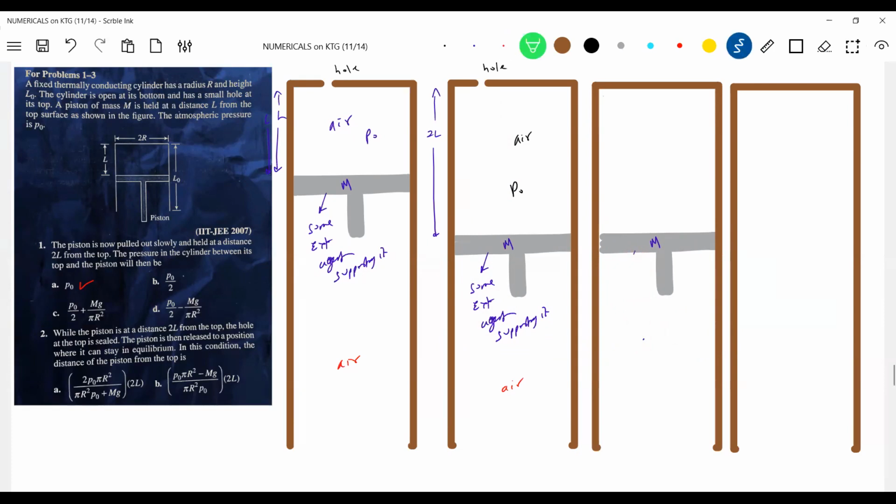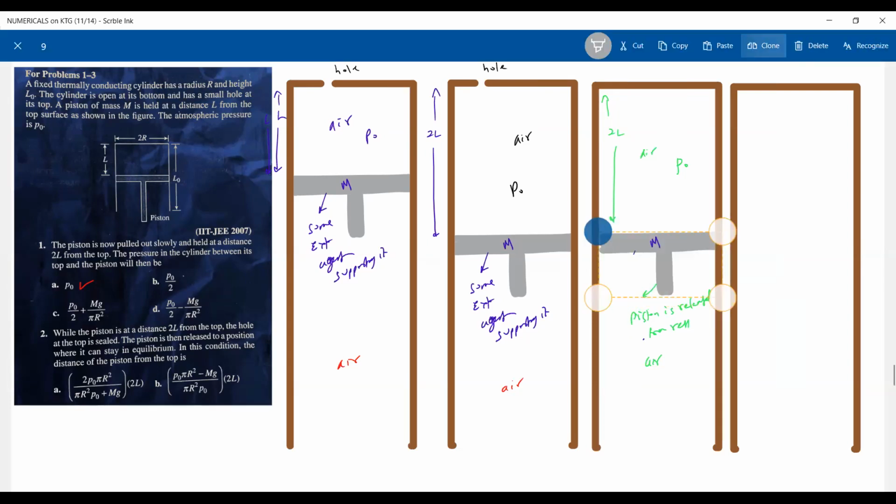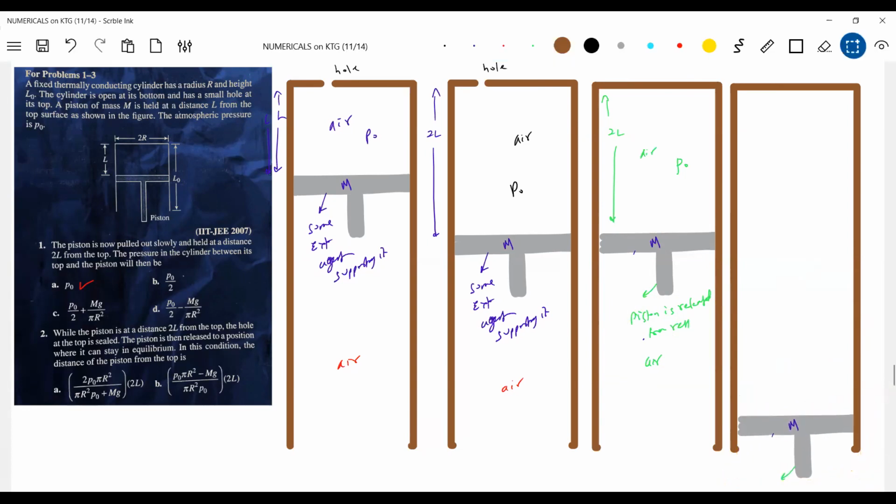What is the length of this column? 12. Some air is enclosed at pressure P naught. I will release it. The piston is released from rest and it will slowly move and finally it will settle at a certain point. That is what is being asked now. Able to understand the question? A student should think like this: the same amount of air. So what is being asked is this distance y.